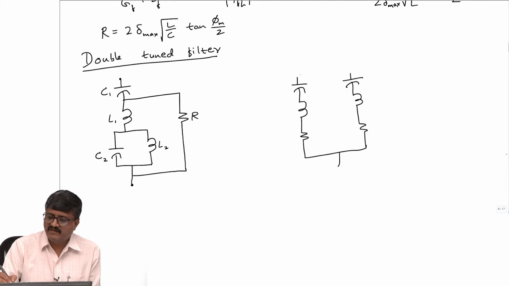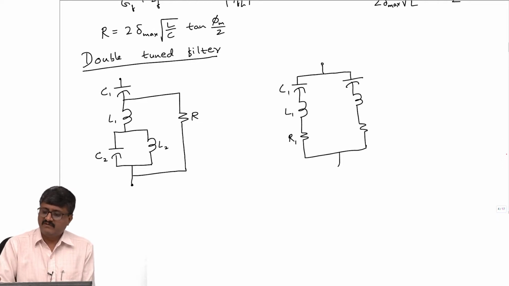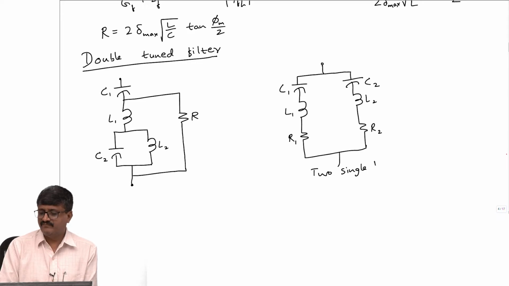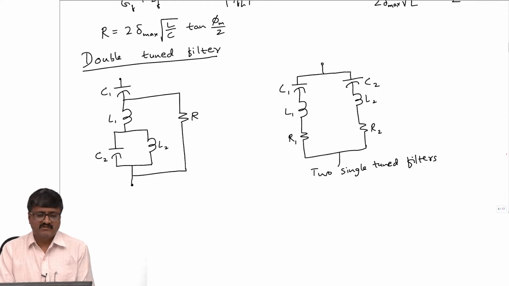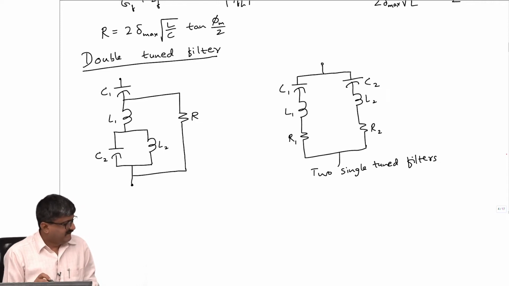So, I can as well have this arrangement. This is what we have already studied, single tuned filter. Suppose I have R1, L1, C1, R2, L2, C2. This is two single tuned filters. Now, instead of this arrangement, we can have what is known as a double tuned filter.